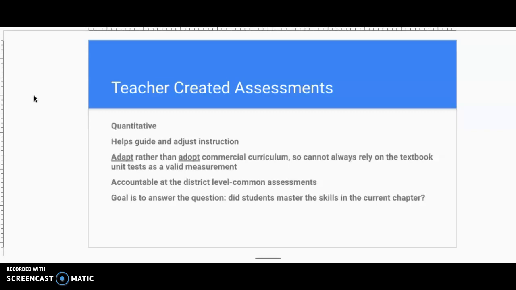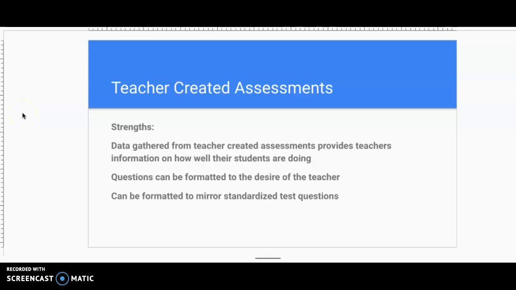And then finally, of course, with this, the goal is to answer the question, did students master the skills of the current chapter? So in other words, the tests that we created and that we're giving to our 5th grade math students, are we assessing them on mastery of skills in the chapter that we just taught?